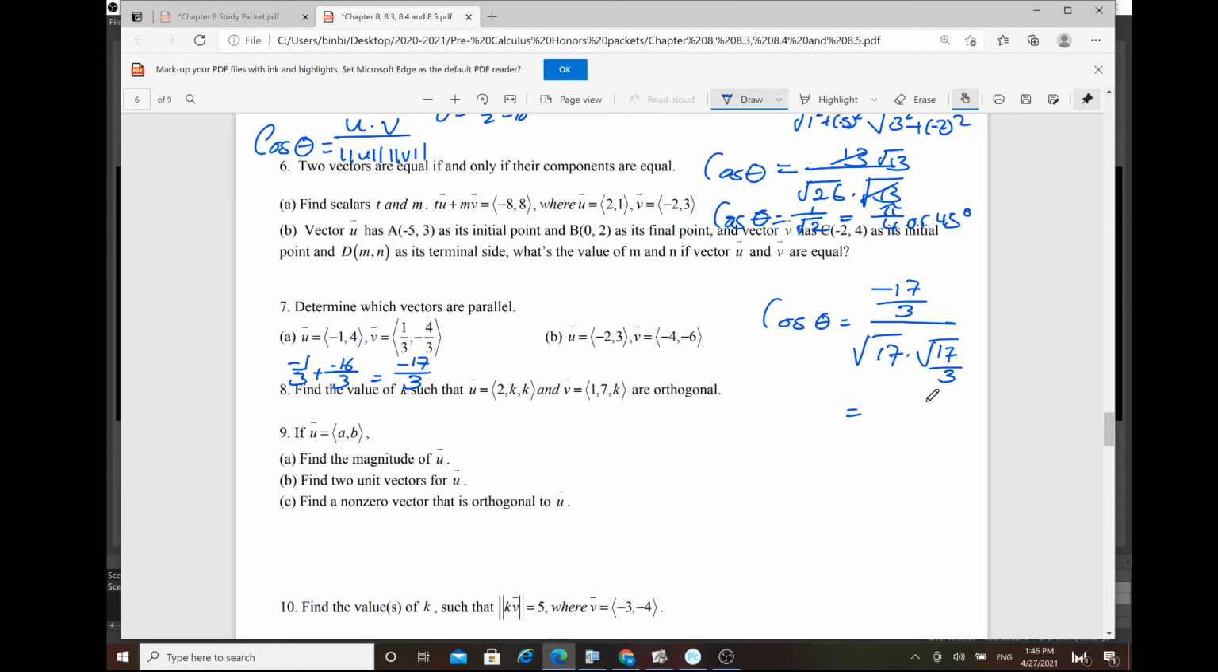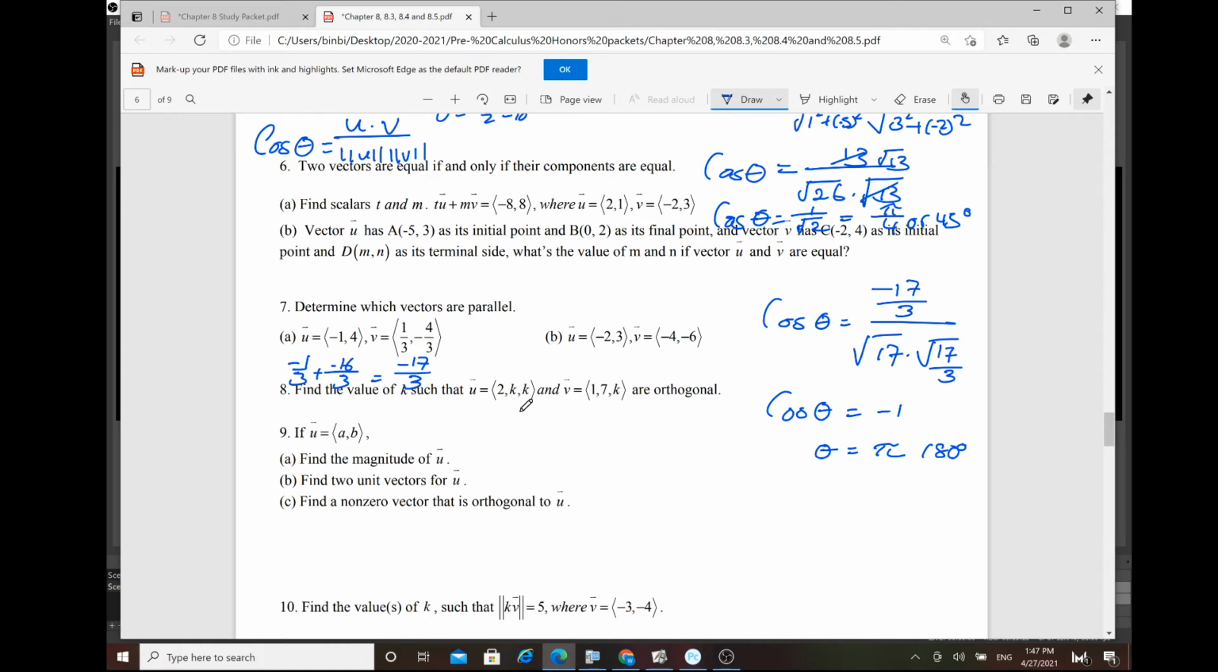Okay, so what do you notice about the ratio? Multiply this straight across. So cosine of theta equals -1. So theta, that means what? 180 degrees, parallel. And then the other one, you want to do the same thing, using the formula cosine of theta, u dot v over magnitude of u, magnitude of v. Find the value of k such that vector u is 2 comma 2 comma k, vector v is 1 comma 7 comma k, and they're orthogonal.